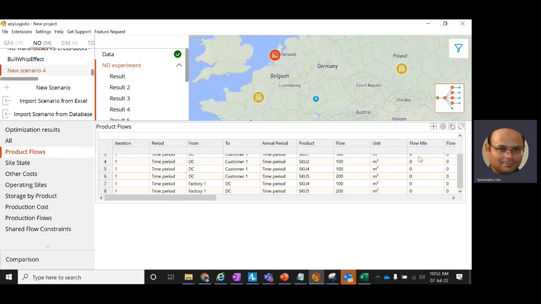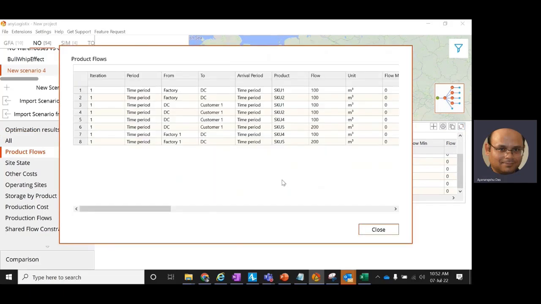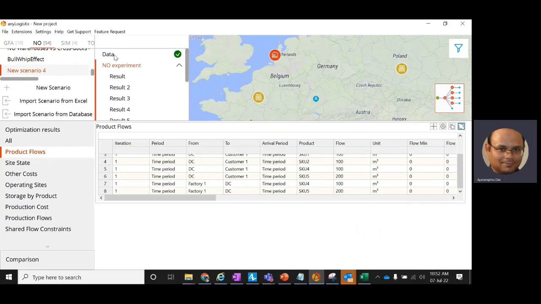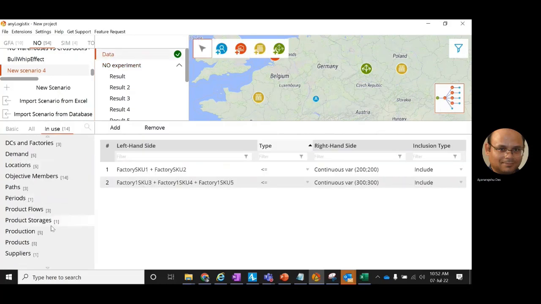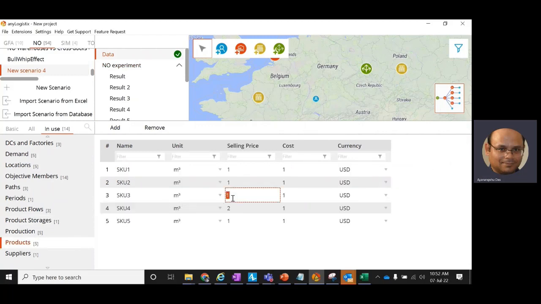We got a result, and we see that it is suggesting to send SKU 4 now and 200 units of SKU 5. It is not suggesting SKU 3 because the cost of SKU 5 and 3 are the same. So now let's see, if we increase the selling price of SKU 3, how does it suggest? So we'll go to the products table, and in SKU 3 we also specify the selling price to be more than SKU 5, and we'll run this experiment.